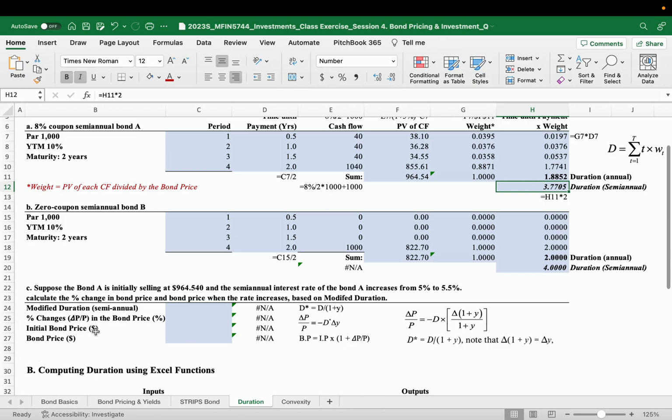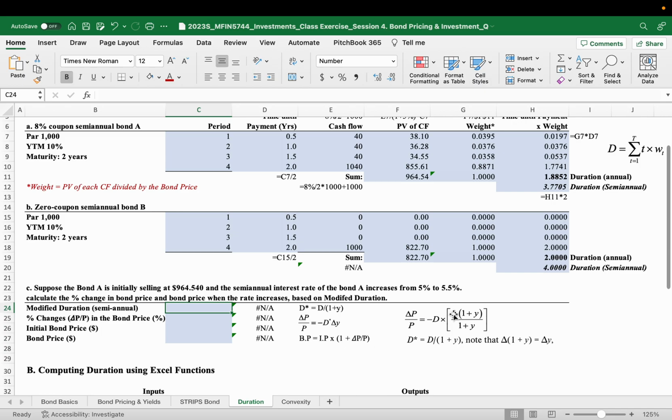Okay, now suppose bond A is initially selling at 964.54 and the semi-annual interest rate of bond A increases from 5 to 5.5%, right? Then you need to first modify the duration. How to get the modified duration? Again, this D star is the modified duration. If we apply this D and divide by 1 plus y, this part is the modified duration, right?